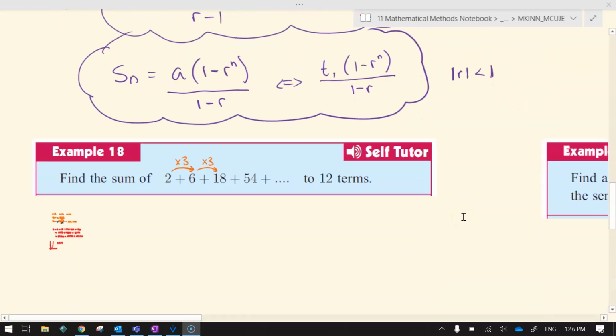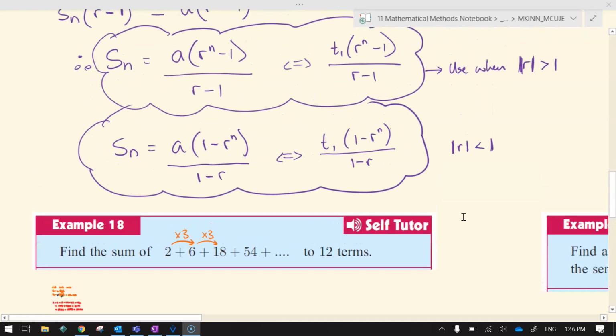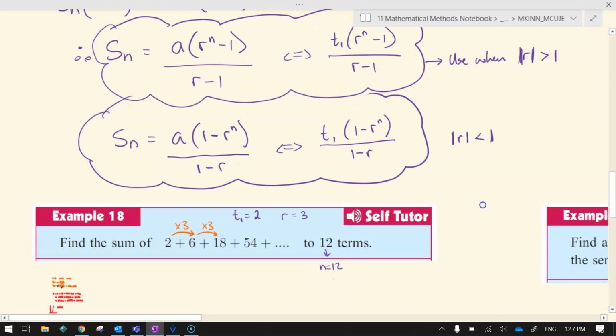All right. So coming back together, let's make sure we've been able to do what we need to do for this question. We need to identify my first term, which is 2. You can see I didn't erase the previous working there. The ratio, if I do the second term divided by the first, or the third term divided by the second, the ratio is always 3. I'm interested in 12 terms. That's telling me n equals 12.